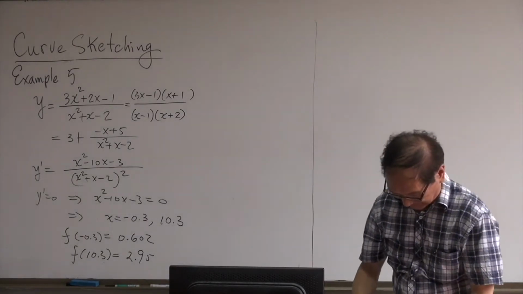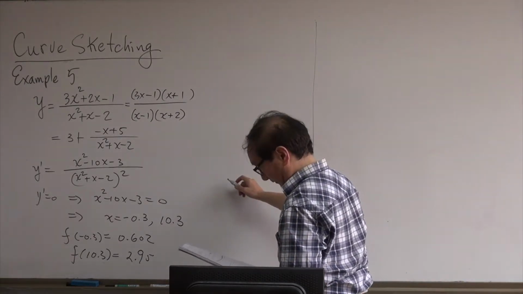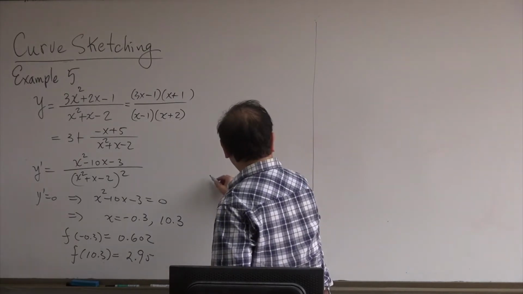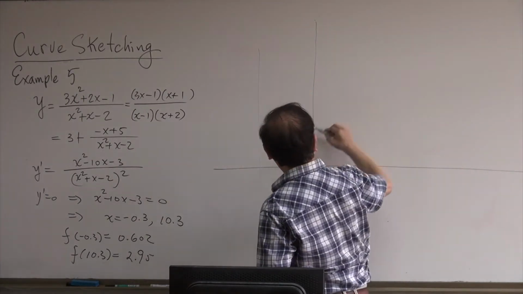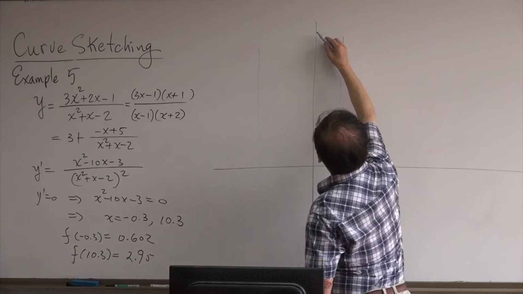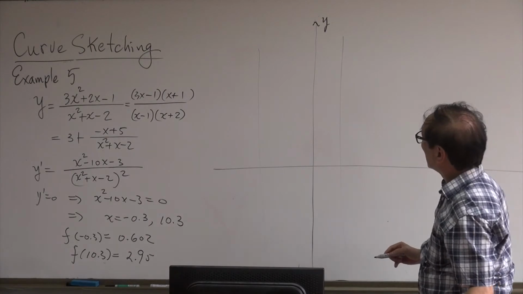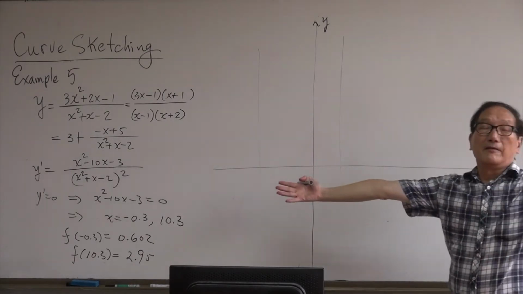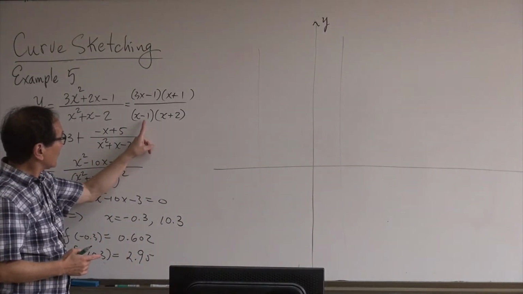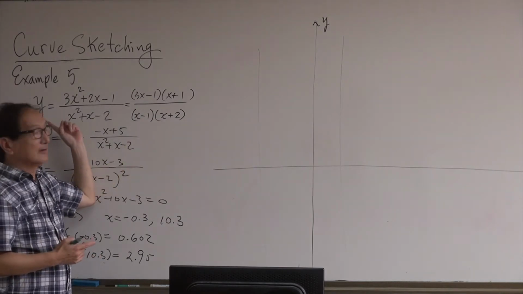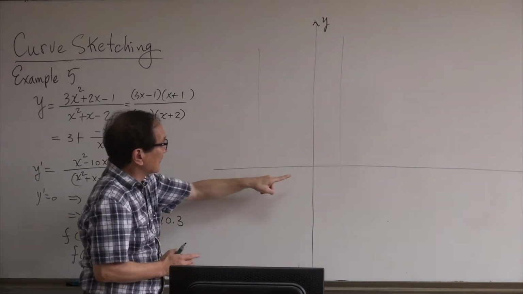Minus 2 and 1, right? Minus 2 is here. 1 is here. This is y. This is x. Now, what is a vertical asymptote? A vertical asymptote is where, when x equals 1, y is infinite. It's not defined. So at 1 and negative 2, these two are vertical asymptotes.